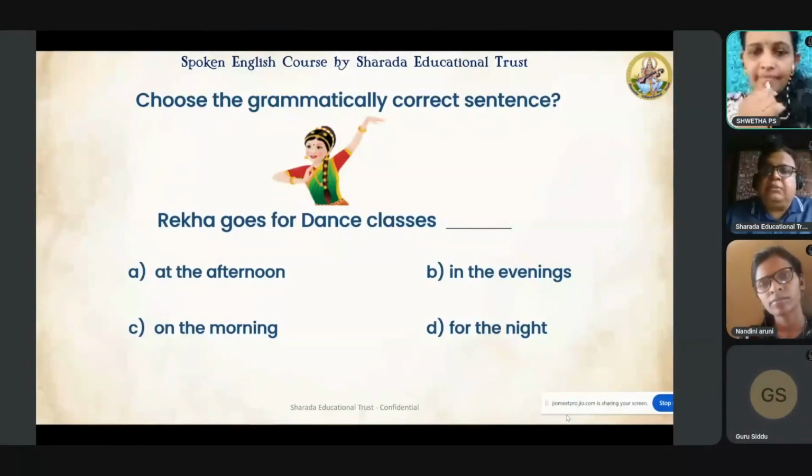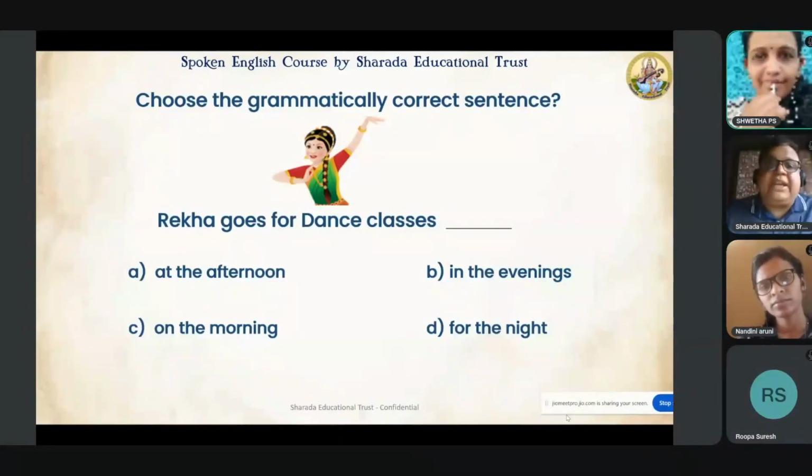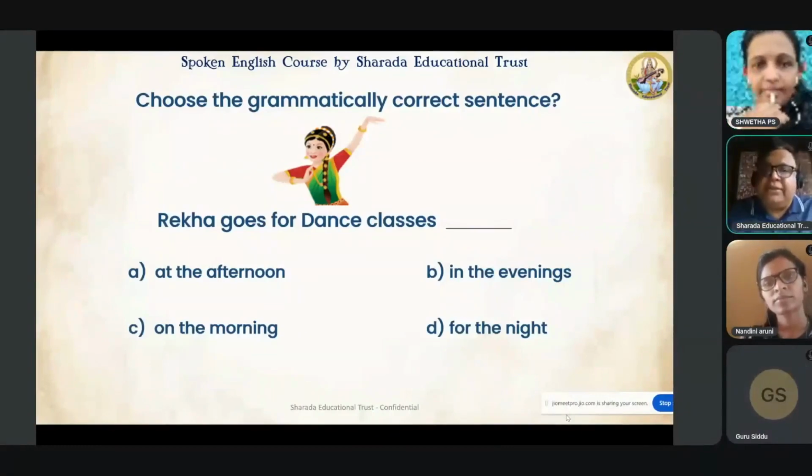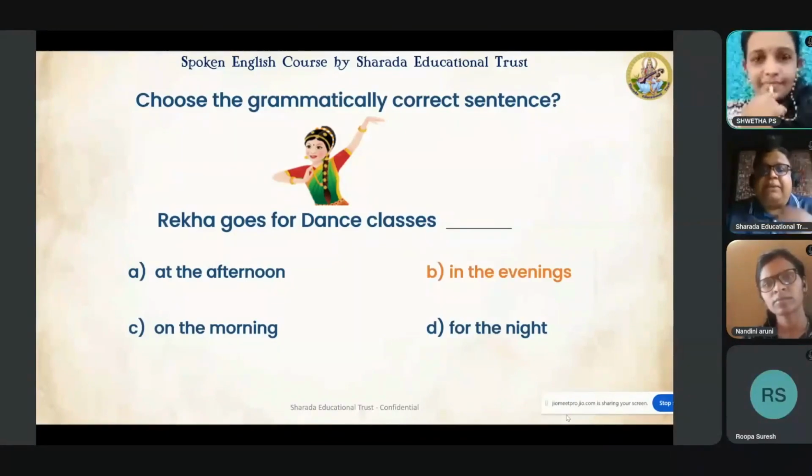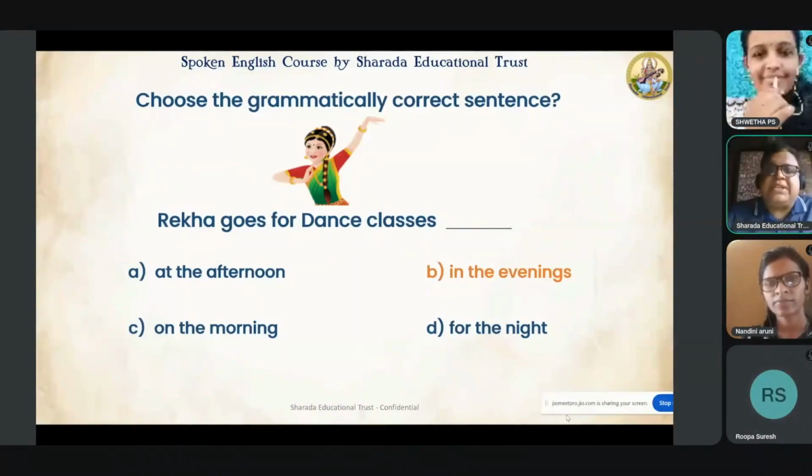Mornings also, because you mentioned I do it on weekends. It means every weekend she is doing it. So Rekha may be going every morning. So you can say she goes for dance classes in the morning. Mornings also is correct. In the mornings, in the evenings, because every evening she is going. Or only for that evening, you can say Rekha goes in the evening, only for one evening. Please ask me questions. Like Guru, only Guru keeps asking questions. Others, please ask me questions.